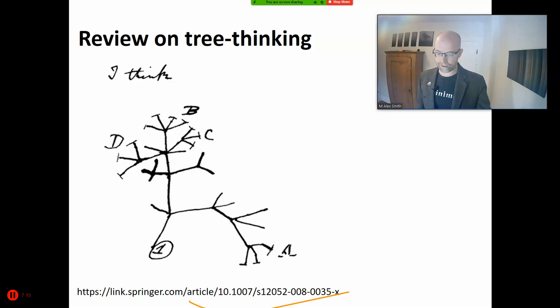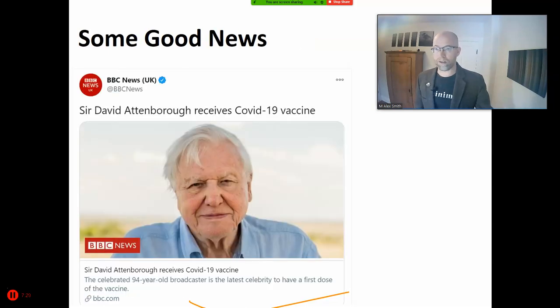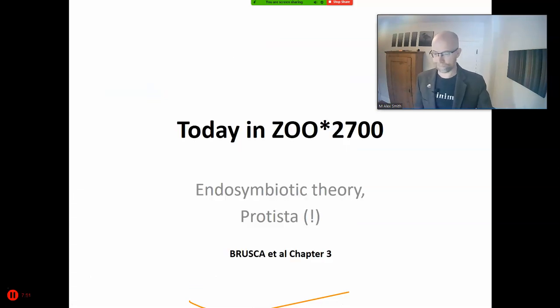of modification through descent. Since it's Friday, and since we're all kind of locked down being physically distant and socially connected, I wanted to give you some bit of good news that some of you may have seen earlier in the week, and that is David Attenborough has received his first inoculation of the COVID vaccine in the UK. He's 94, May 8th, I think, 1926 is his birthday. And I feel like we'll eventually be celebrating that. We will in this class anyhow.